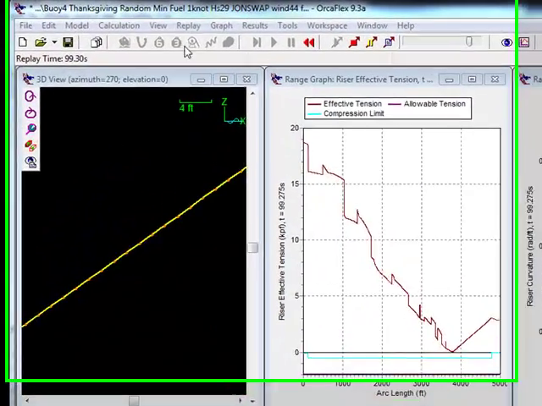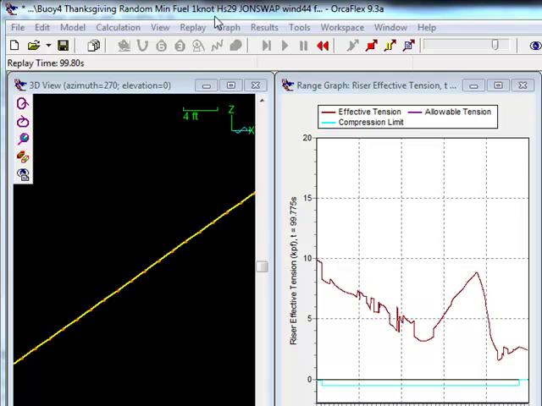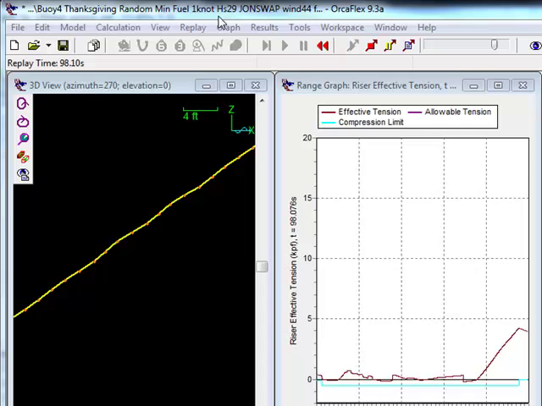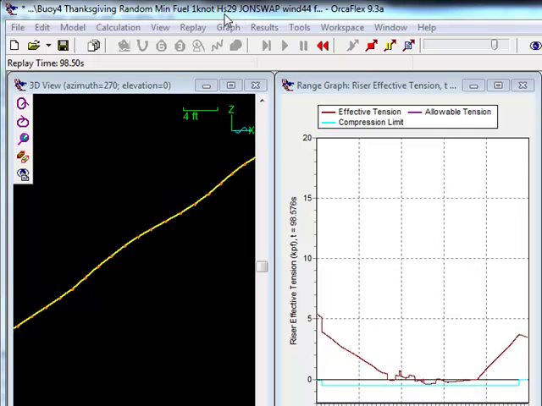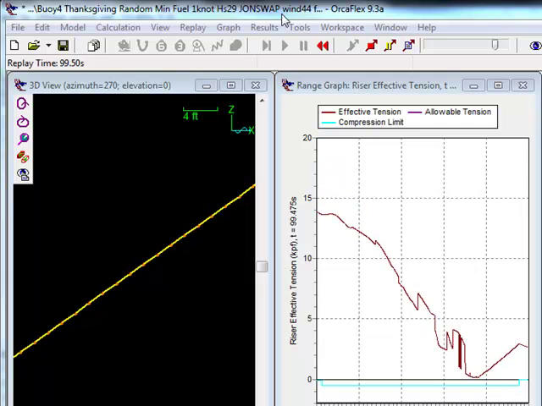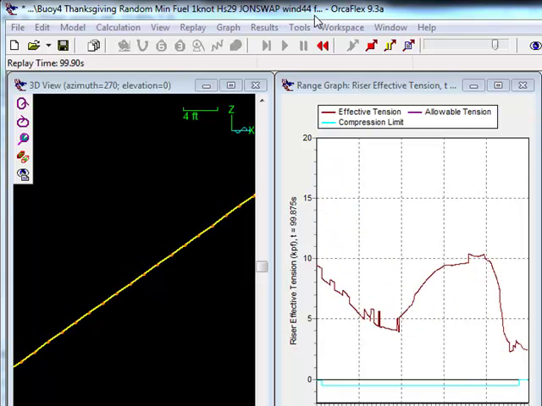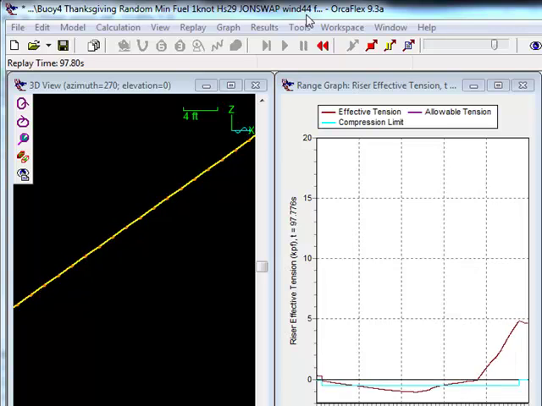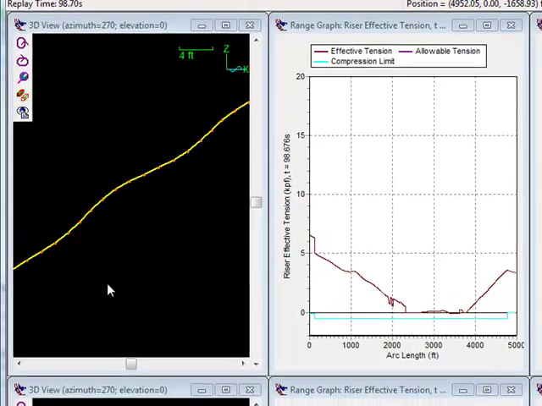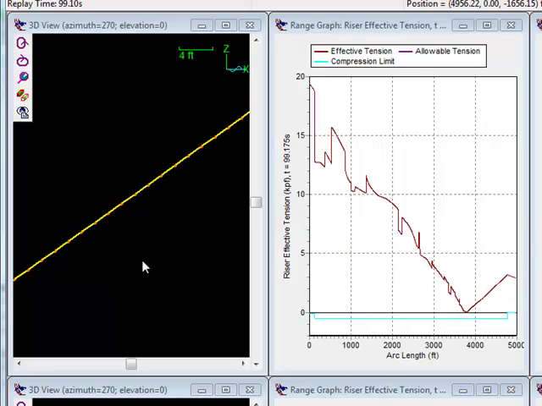Here we're looking at a simulation replay. It's a minimum fuel case, a 1 knot current, a 1-year storm with significant wave height 29 feet, JONSWAP spectrum gamma equals 2.5, a 44 knot wind, and this is a special model made up with very fine resolution.